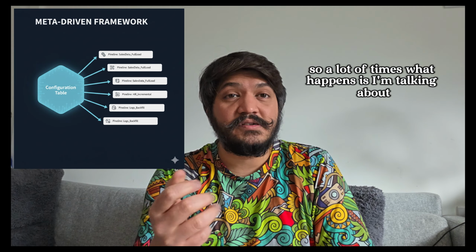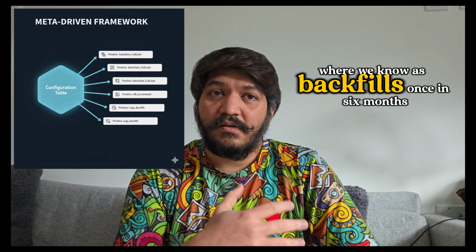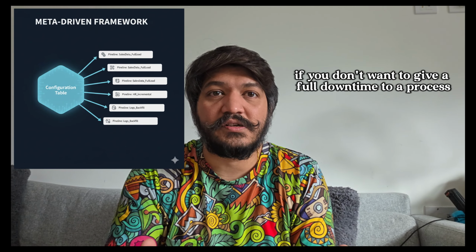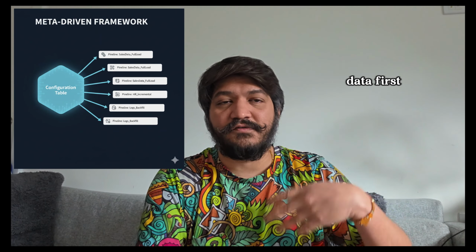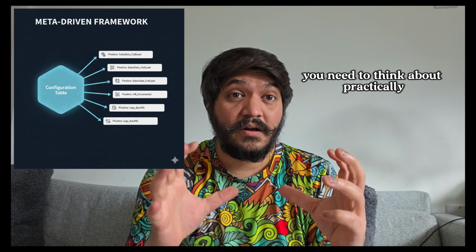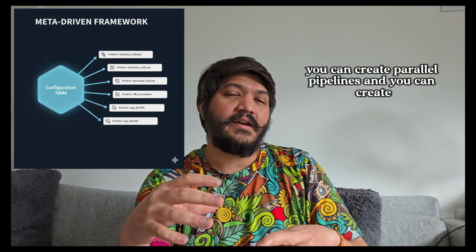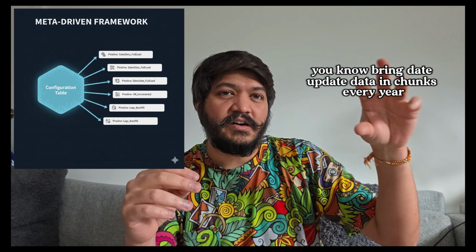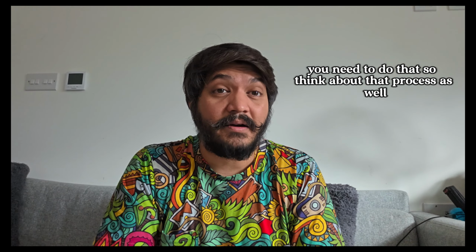So a lot of times what happens is I'm talking about a process we know as backfills. Once in 6 months, backdated data gets updated. Now you don't want to give a full downtime to a process that halts your entire ingestion, where I take care of the backdated data first and then put the run in my process. You need to think about practically how we're going to solve that. One way of solving that is you can create parallel pipelines, and update the backdated data in chunks, every year, every 6 months. So think about that process as well.